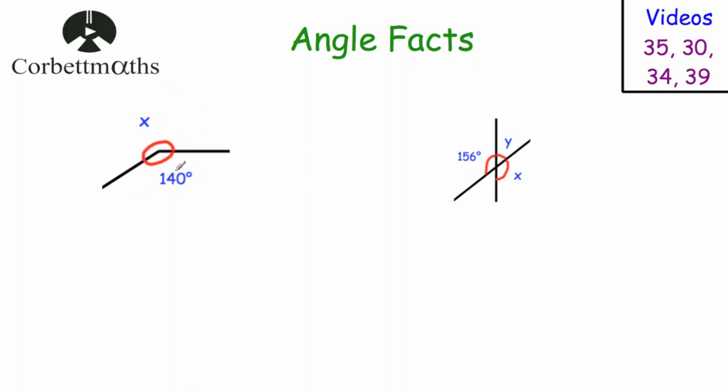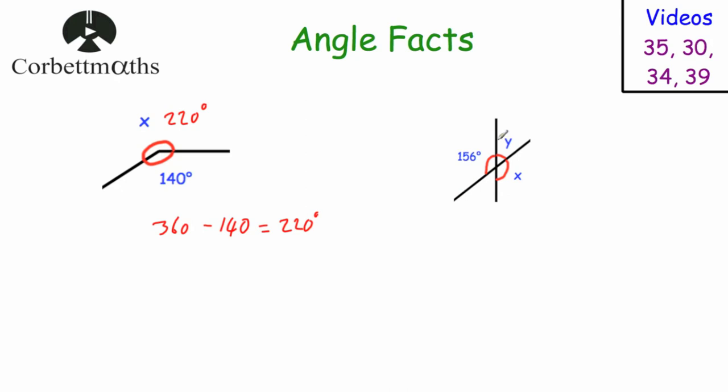So here we've got one angle, an obtuse angle, which is 140 degrees, and we want to see what's left for this reflex angle. So if we take the 140 degrees away from 360, we'll see what's left for X. So do 360, take away 140, and that's equal to 220 degrees. So that means that this angle X is 220 degrees.